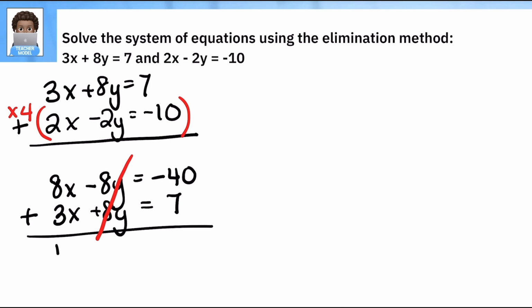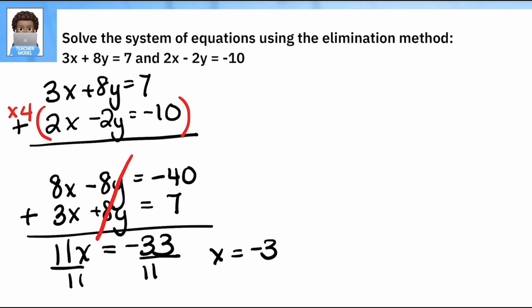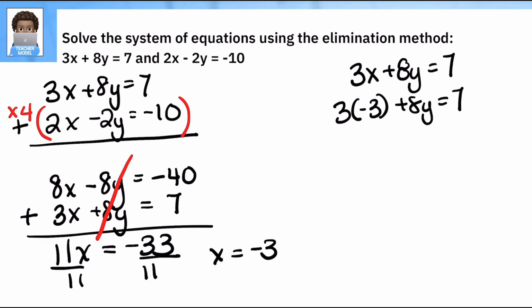And I'm just going to add. So now I have 11x is equal to -33. Let's divide by 11. And x is equal to -3. And again, that's what I want. I want to make sure I have what an x or a y is equal to, and that's the point of eliminating. So now that I have x is equal to -3, I'm going to go back up and just substitute. So 3x plus 8y is equal to 7. Substitute for x. Negative 9 plus 8y equals 7.